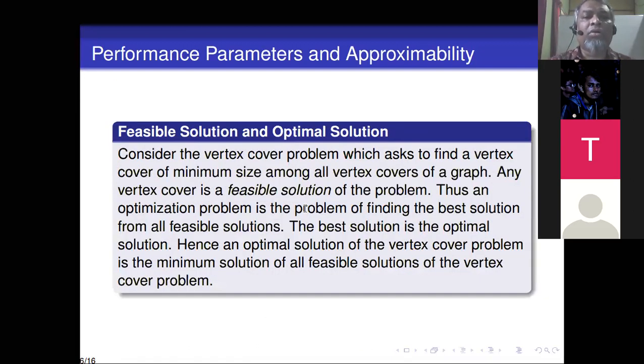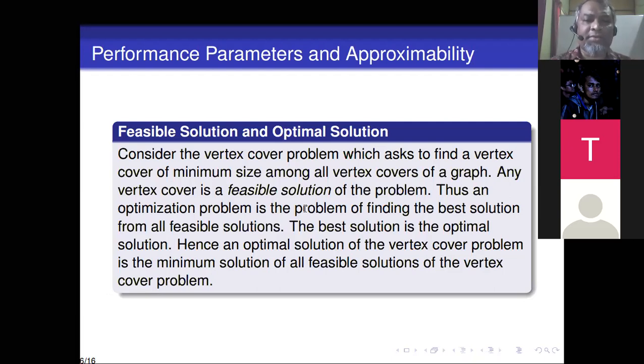Okay, now we distinguish between a feasible solution and an optimal solution. Consider the vertex cover problem that we have just discussed. This problem asks to find a vertex cover of minimum size among all vertex covers of a graph. So any vertex cover is a feasible solution of this problem. We are distinguishing between feasible solution and optimal solution. Our problem is to find a minimum vertex cover.